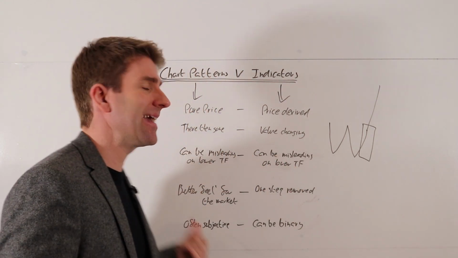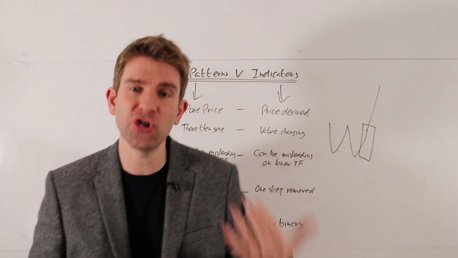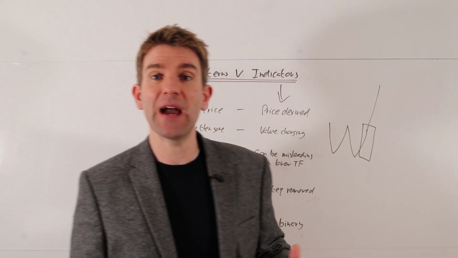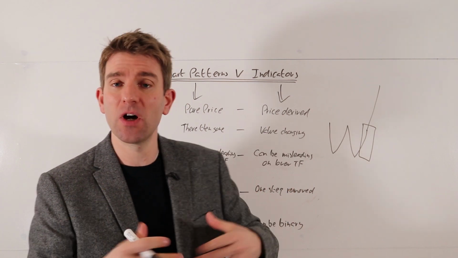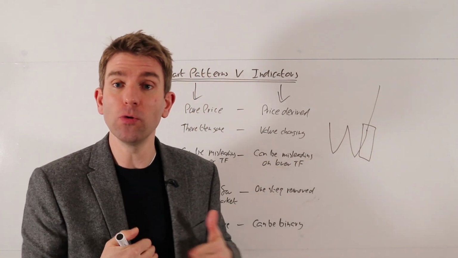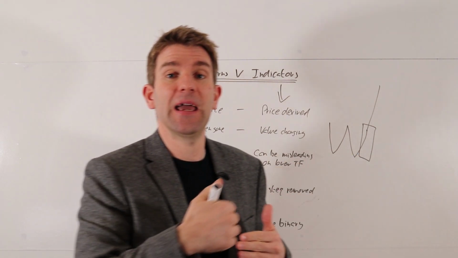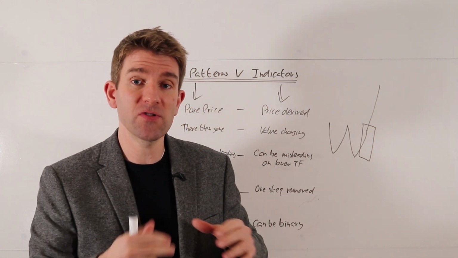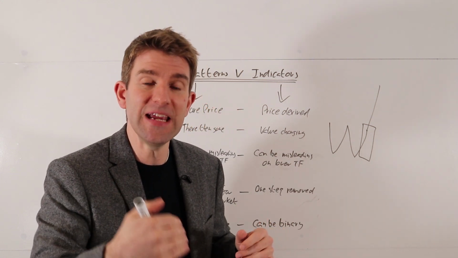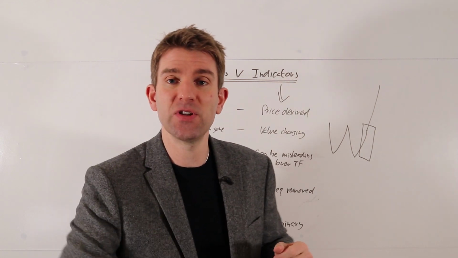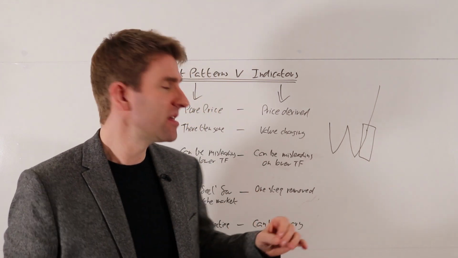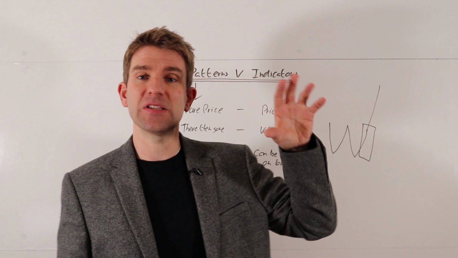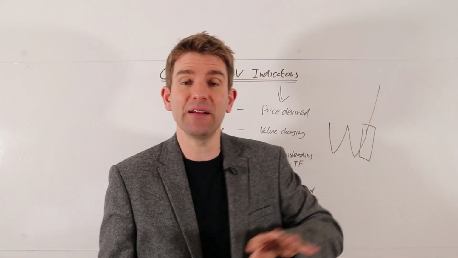Whereas an indicator has a constantly changing value. Stochastic is a great example. Let's say it's gone oversold, but then it goes back into neutral territory. It's no longer oversold, but there's still a reading which you can judge from it. Whereas a chart pattern is like a binary event. It's done it, and that's it.